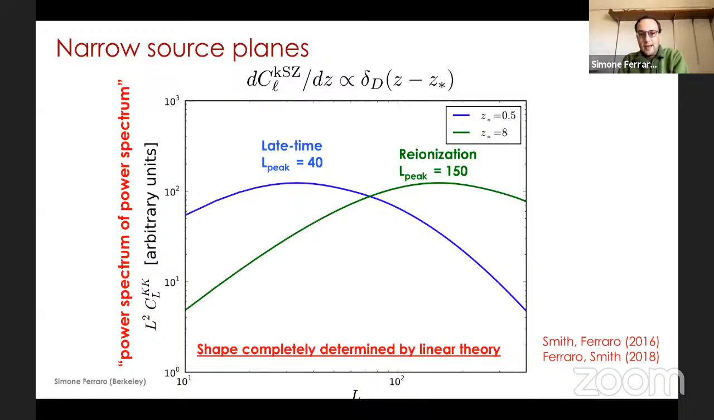Okay, so now we can marginalize over the late time component and get the reionization component only. So that's the game we're playing. And then there's the next step. Let's say we have isolated the reionization, and I claim we can do this in an almost model independent way, because the shape is completely determined by a linear theory cosmology. And all the astrophysics has gone into the amplitude of the reionization component, for example.